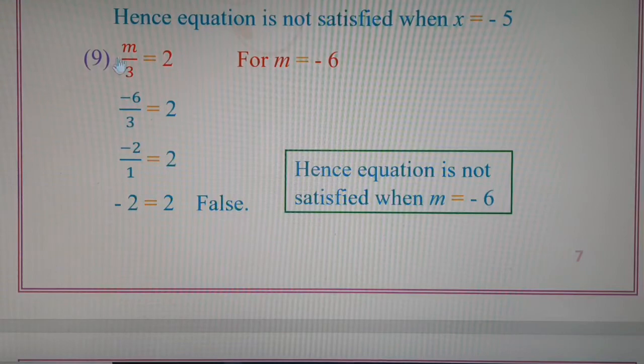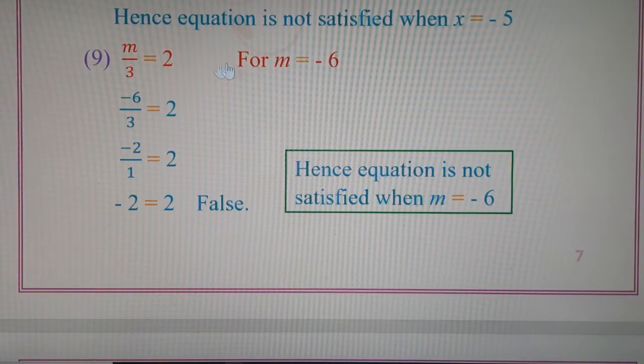Let's go to the ninth sum where m upon 3 is equal to 2 and the value of m is given as minus 6. So we have to substitute the value of m as minus 6 and check whether the left hand side and right hand side are equal or not. So instead of m we write minus 6, then upon 3 we copy as it is, equal to 2 we copy as it is. With 3 table, 6 can be cancelled.